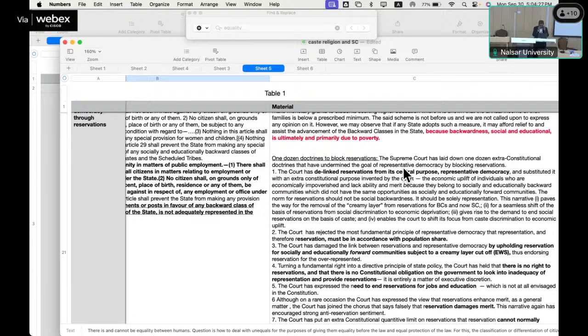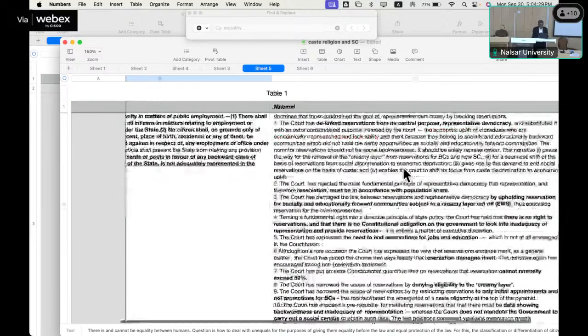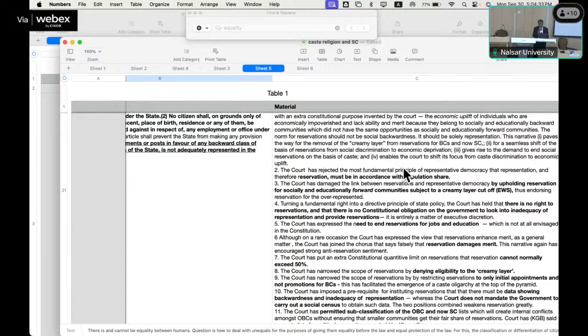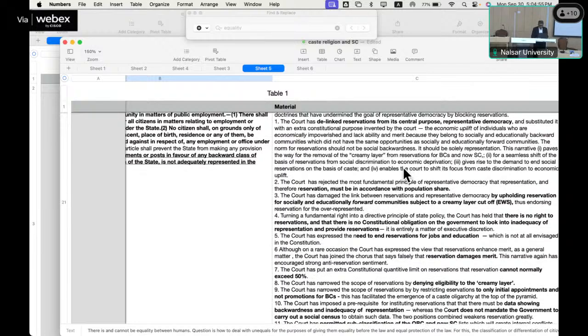So as a result, and this is the last thing I'll say and then move on, 12 sub-doctrines or doctrines have been enunciated by the judiciary extra-constitutionally to block the representative purpose of reservations. And therefore, reservations did not grow. I'll go through them very quickly, the 12 purposes.